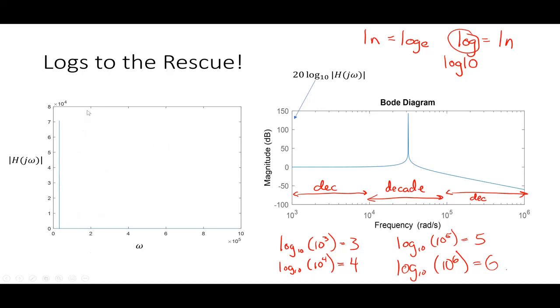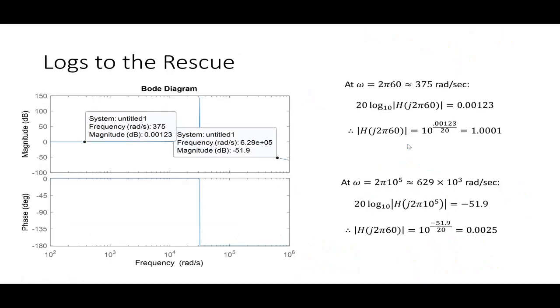Now notice the critical thing about what happened here: it's really hard to see on the absolute magnitude what you're looking at except at this one point. But if I take the logarithm of H of j omega and plot it on a logarithmic axis, now suddenly I get a much more meaningful graph. Now how would I use that here? Well, I would look at what the magnitude is at the frequencies that I care about.